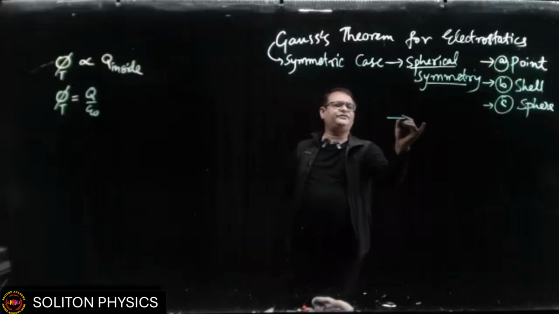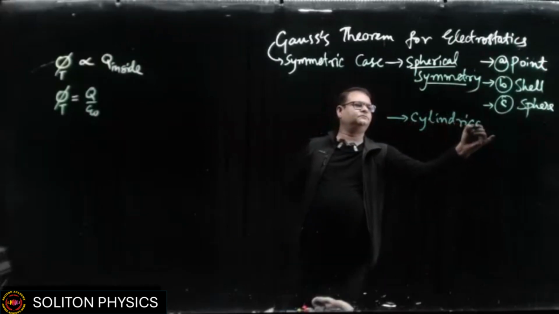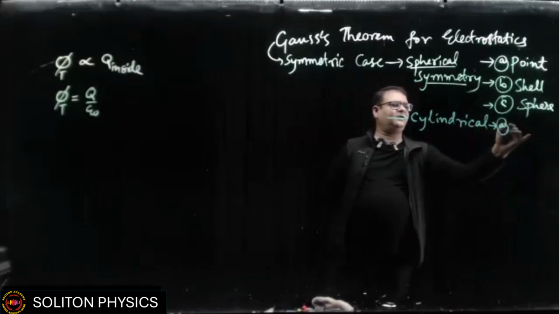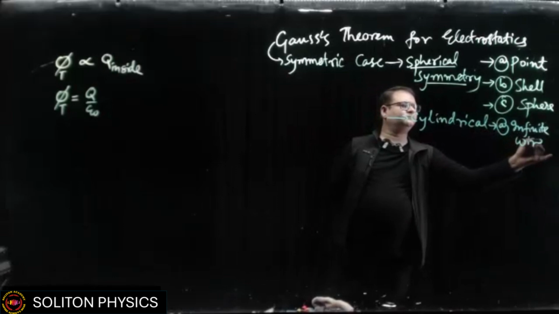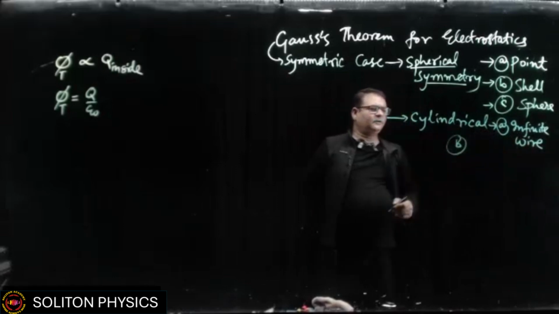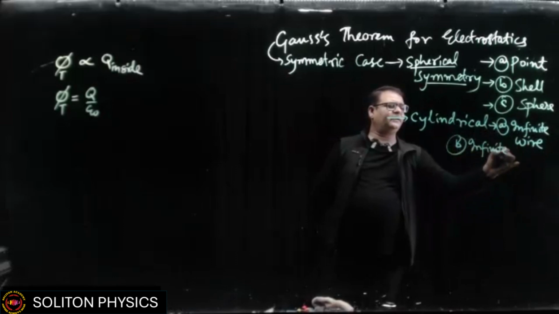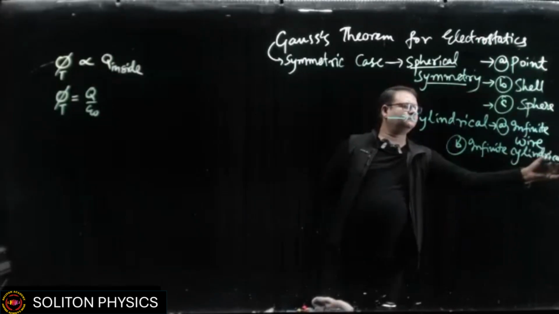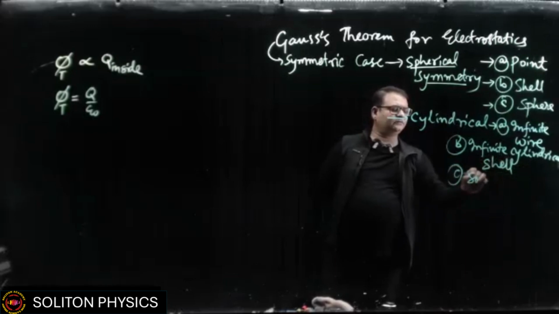Now the next symmetry is cylindrical. In cylindrical, you can have an infinite wire, you can have infinite cylindrical shell. So everything has to be infinite, cylindrical. Cylindrical shell, and solid cylinder.